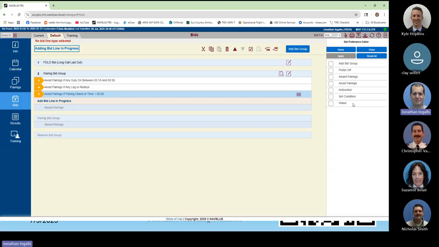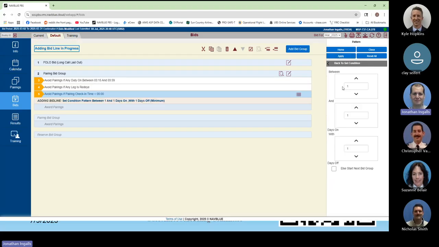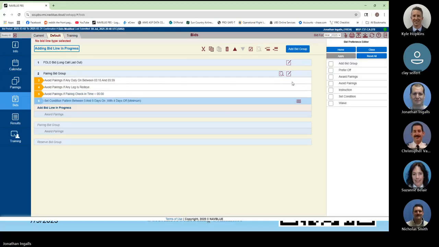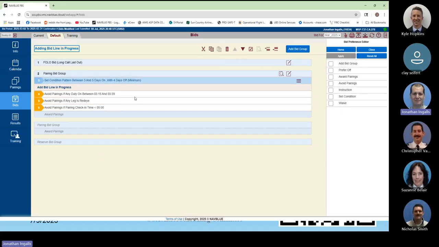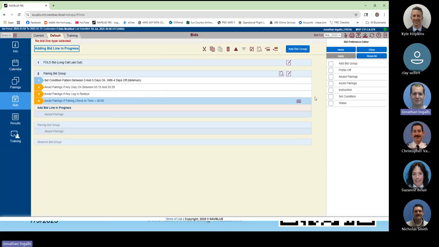Moving on, we'll just keep playing here. Let's set a condition. I like patterns. I like to work anywhere between 3 to 5 days in a row myself, and I like at least 4 days off between all my work stretches. So I would put that on. And again, you can use these arrows to reorder. To me, and this is just my pretend bid, the pattern beats everything else. I like cadence, but it's whatever you guys want.